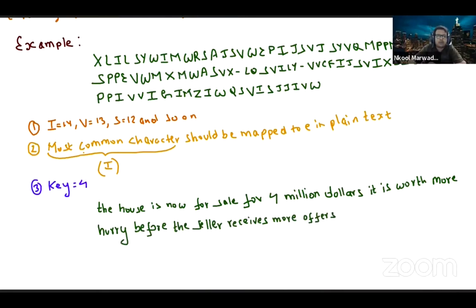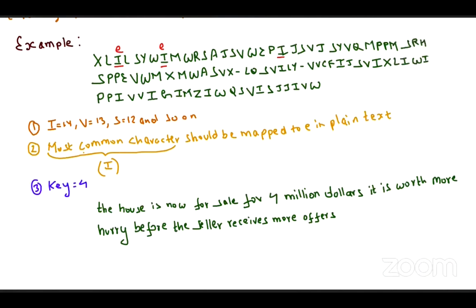Now see what we did. Wherever I was there, we replaced it with E, and I was there in so many places. Similarly, wherever V was there, the second most occurring character in the table, that is T, we converted V to T. Similarly, S we converted into A, and we were able to decrypt it. The key we always take is the numerical value of E, that is 4, and if not, then T's numerical value, and so on.